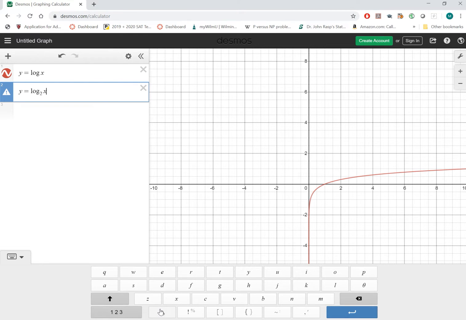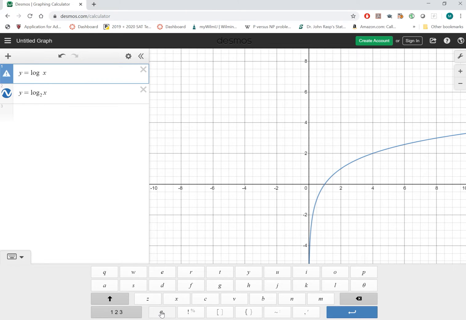This is log base 2 of x. See how different it is? Fine. Let's change this to now log base 2 as well. And what I'm going to do is I'm going to come down here and make this a negative x. I'm going to do parentheses negative x. Okay, and so that's what I want you to look at.